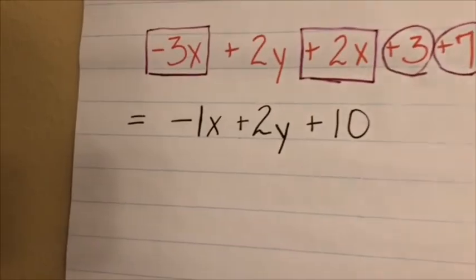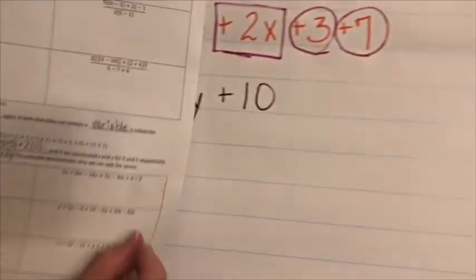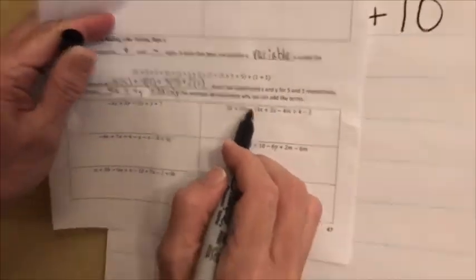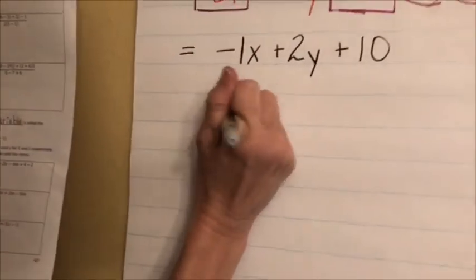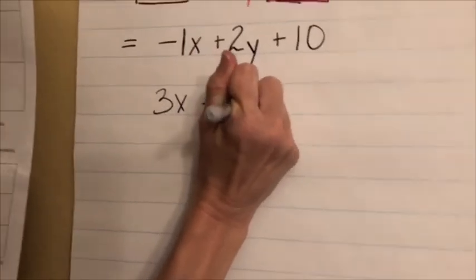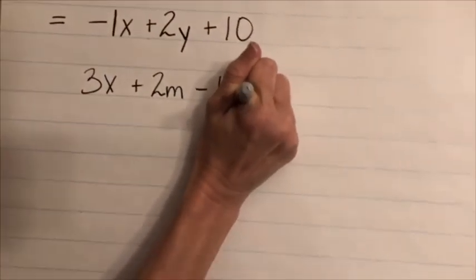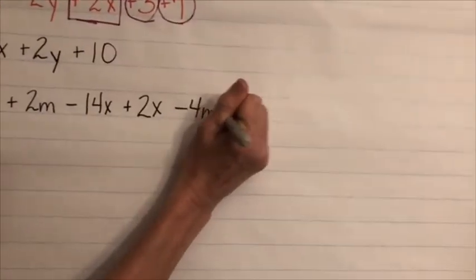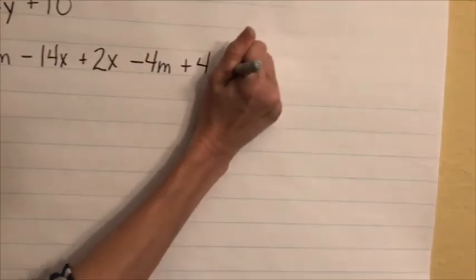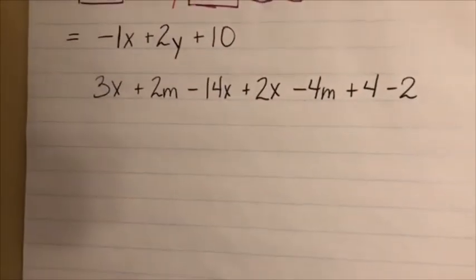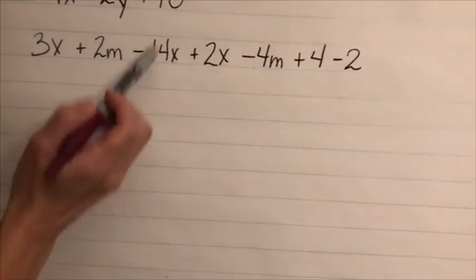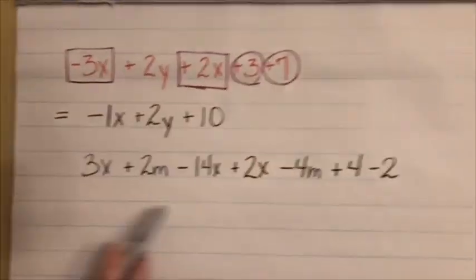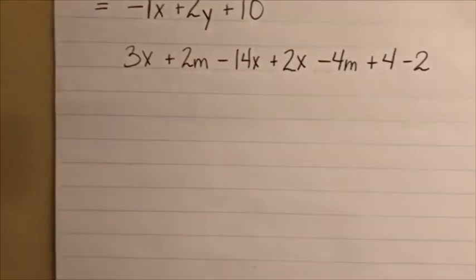Let's do another one, the one beside that one, top right. 3x plus 2m minus 14x plus 4 minus 2. Sometimes what helps, see how on the previous example I put squares around my x's and I circled my constants, is to differentiate the like terms.